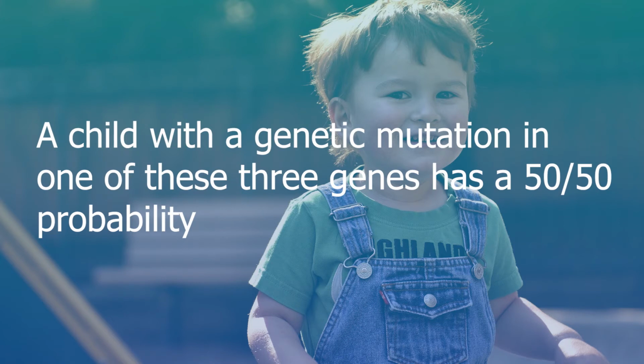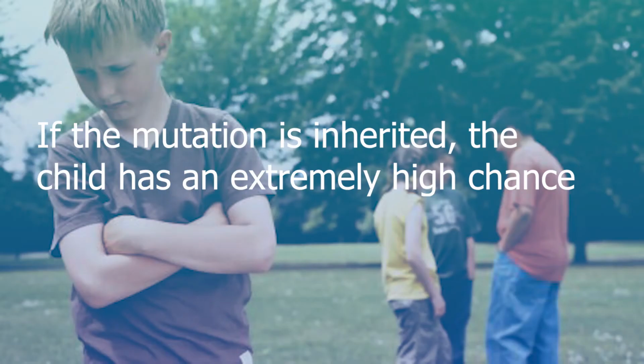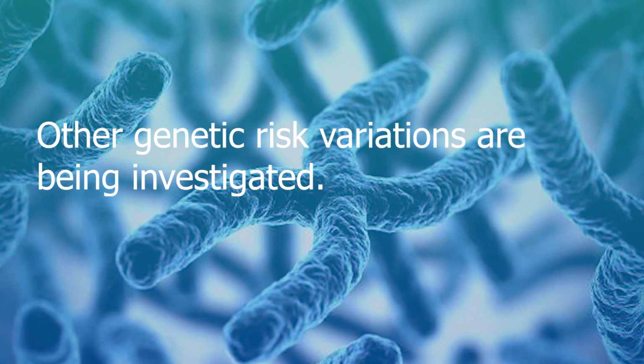A child with a genetic mutation in one of these 3 genes has a 50-50 probability of receiving that mutation from the biological mother or father. If the mutation is inherited, the child has an extremely high chance of acquiring Alzheimer's disease at a young age. Other genetic risk variations are being investigated.